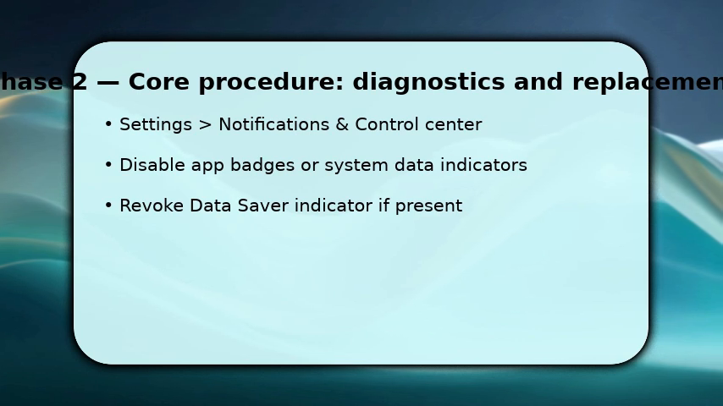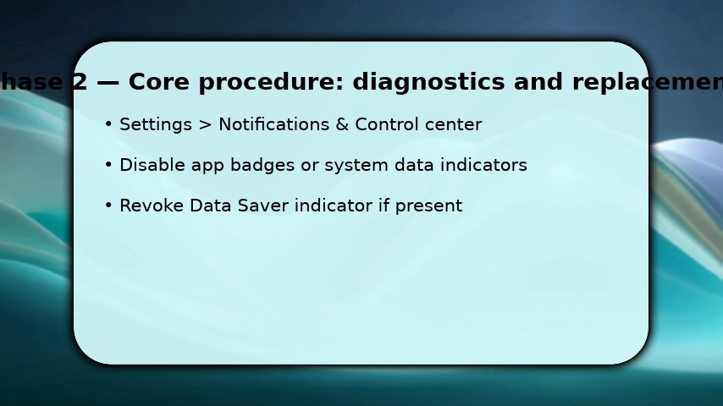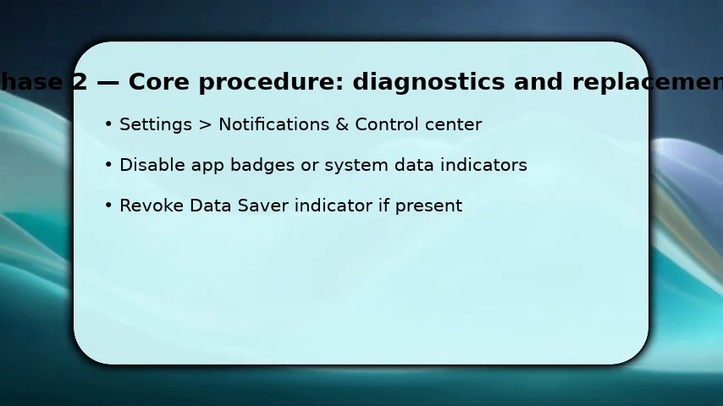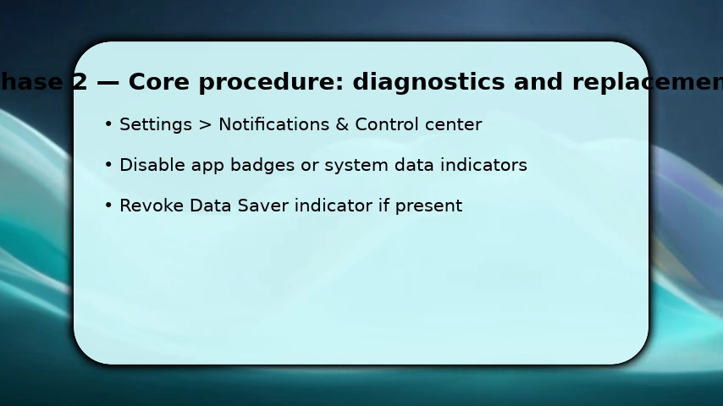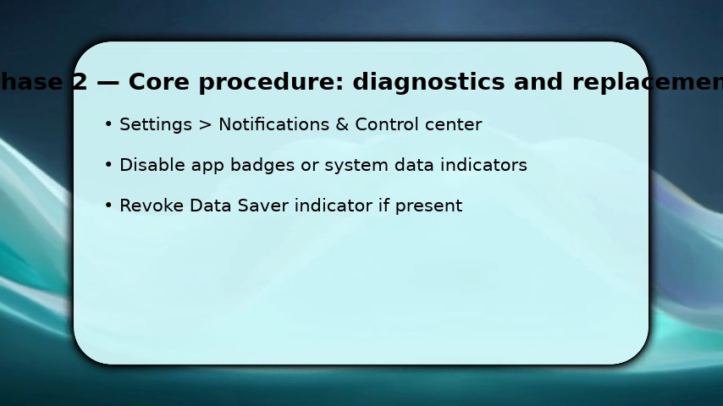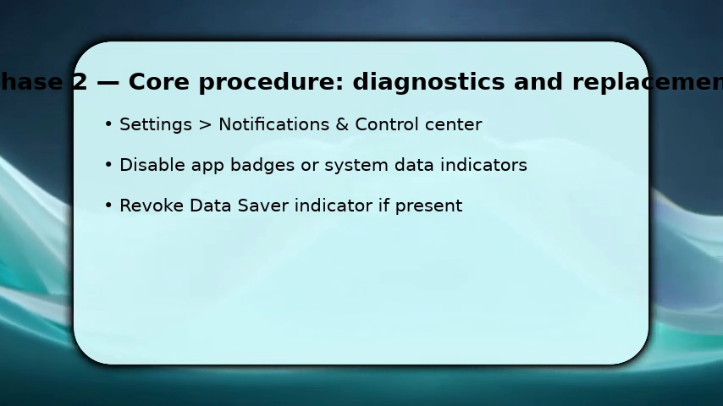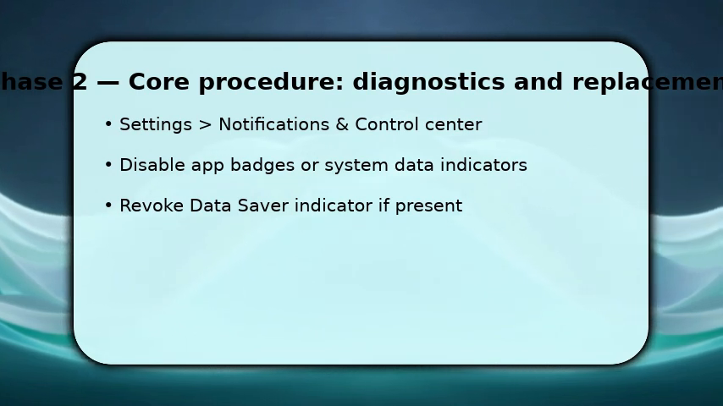If MIUI shows a data saver or traffic monitor icon, locate traffic management or data usage in Settings and disable the indicator. Once done, force stop System UI or restart the phone to refresh the status bar. This removes persistent icons and reduces visual data usage cues without affecting connectivity.